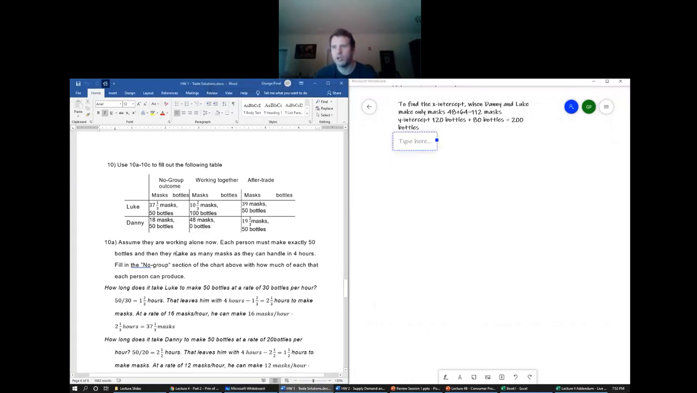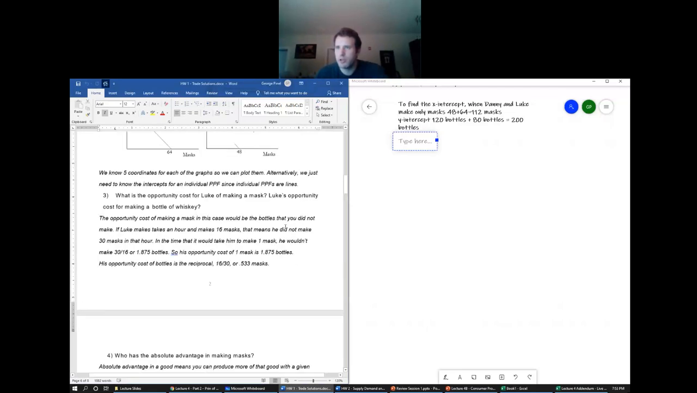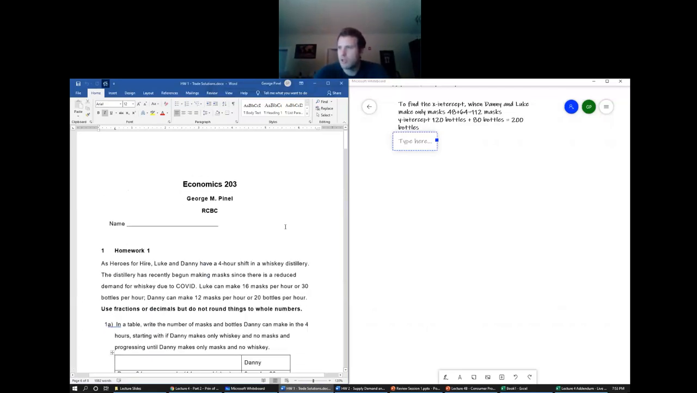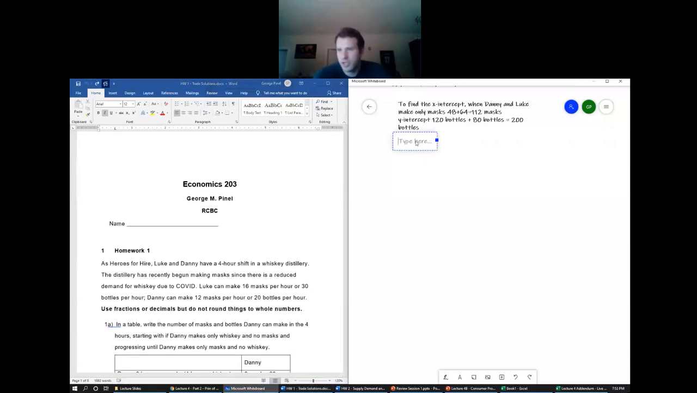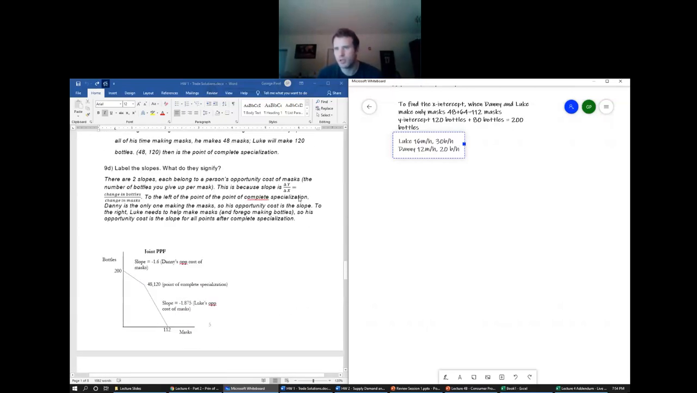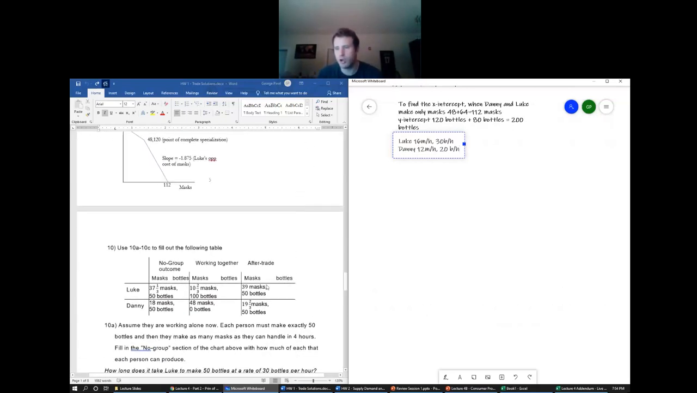All right, so assume that they're working alone. I kind of want to write how much they produce again. So Luke did 16 masks per hour and 30 bottles per hour. Danny is 12 masks per hour and 20 bottles per hour. Okay, and then assume they're working alone. Each person must make 50 masks. Each person needs to make 50 masks working alone.